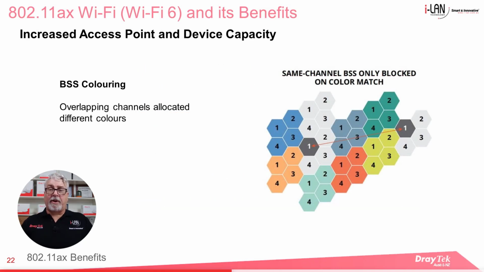We talked about BSS colouring earlier. This feature allows overlapping channels to be allocated different colours, so more access points and wireless devices can share the same area without interfering with each other. In a typical workplace, an employee might have multiple wireless devices such as a PC, a mobile device, and a smart accessory, which can quickly add up to a large number of connected devices on a wireless network with many employees. This is in addition to attached office equipment or access points. The increased access point capacity of 802.11ax through the use of BSS colouring means that users will not see a performance drop or jitter or lag in wireless communication.